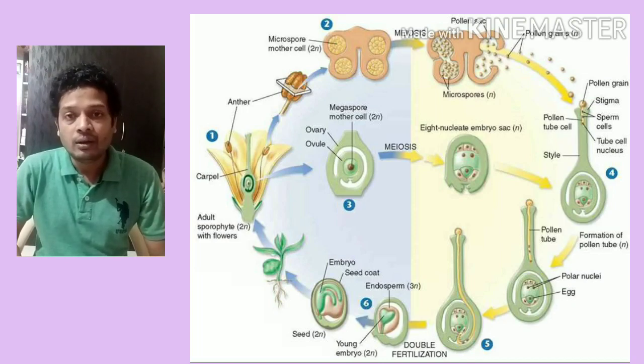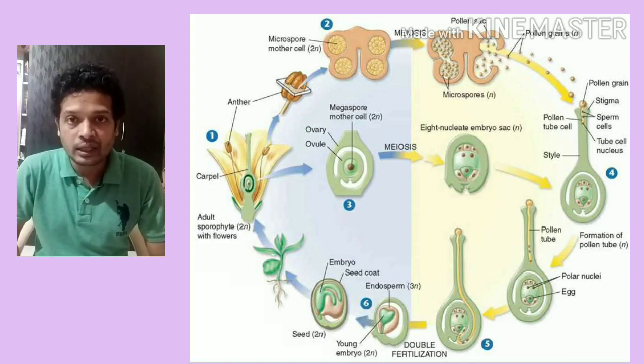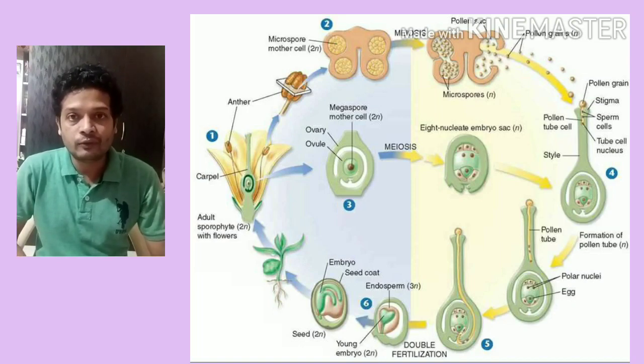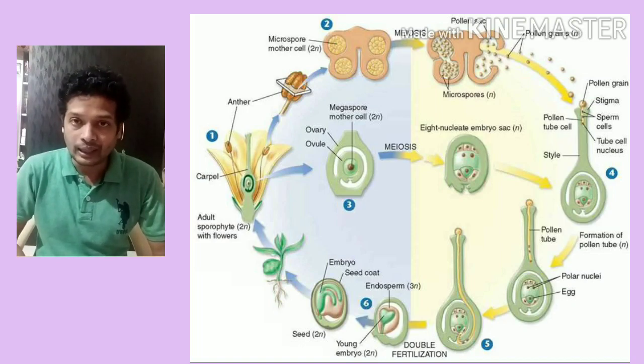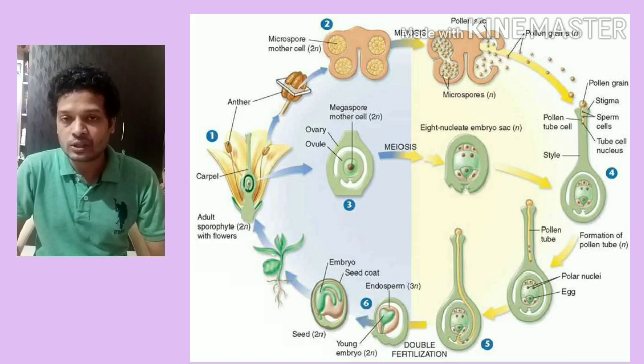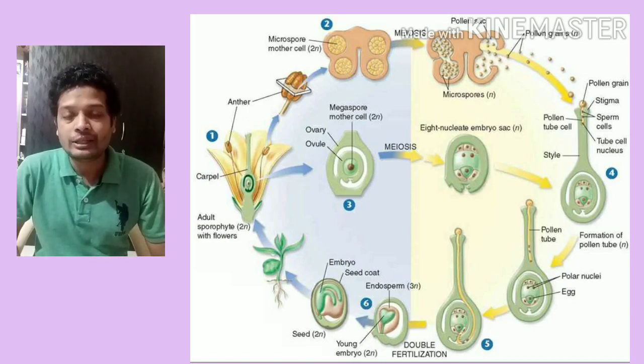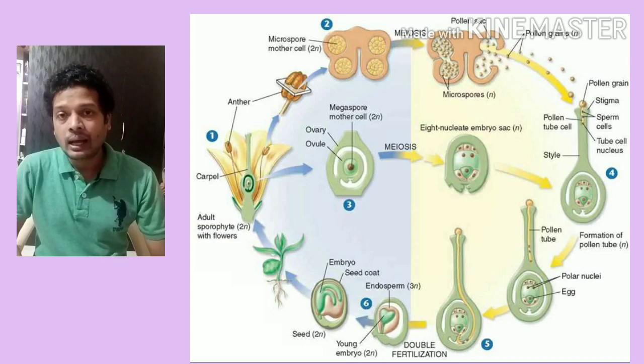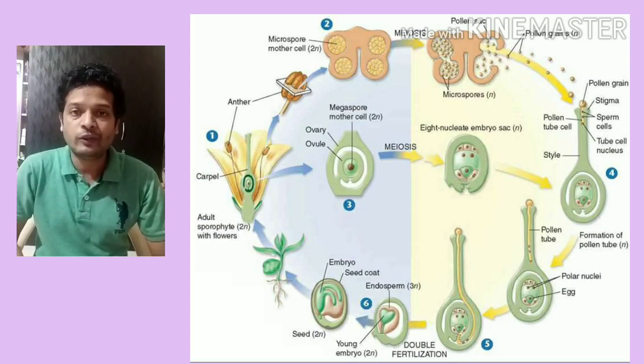One pollen grain, when it reaches the stigma, forms inside it 2 male nuclei. Out of those 2 male nuclei, one fuses with the egg and the other fuses with the polar nuclei. So since fertilization occurs 2 times, it is said to be double fertilization, and double fertilization is one of the important characters of angiosperms.